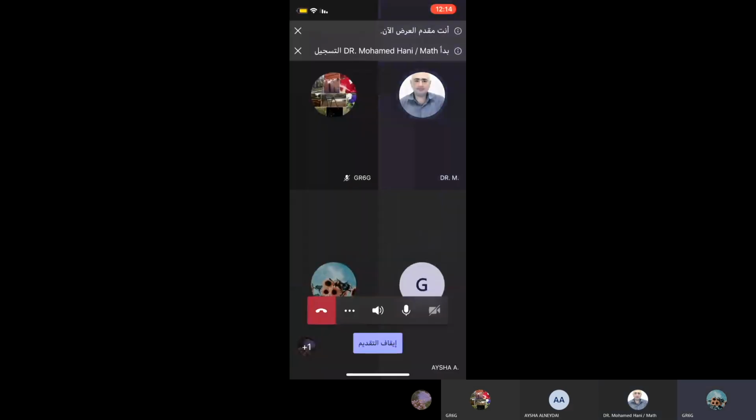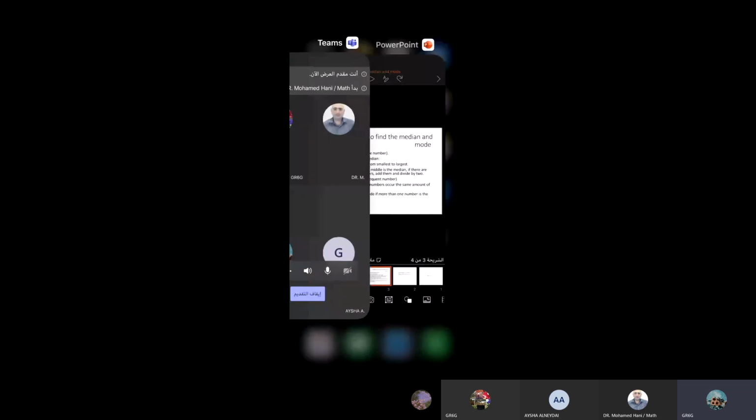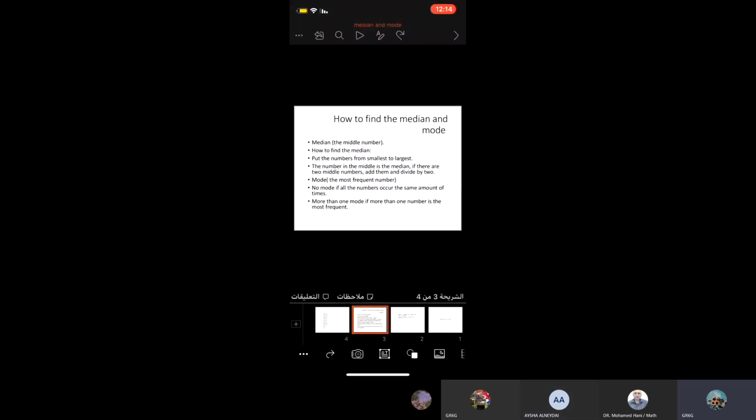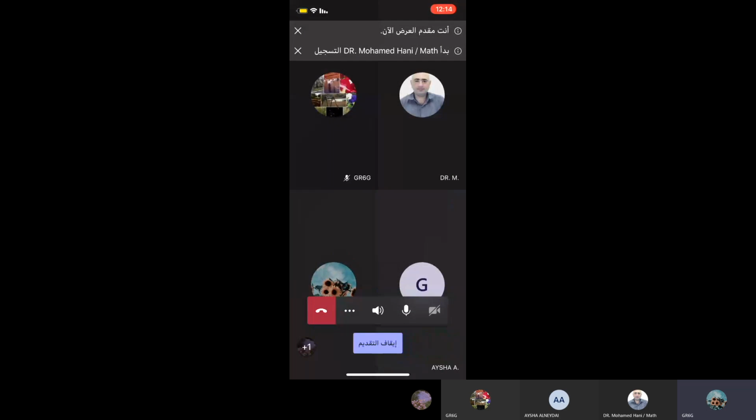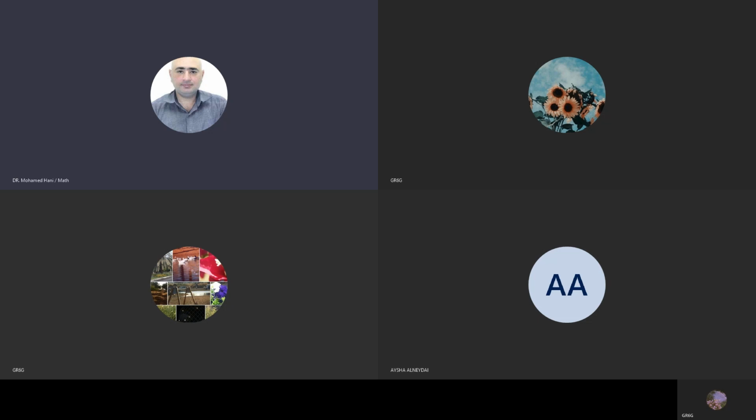First of all, the rule of median. How to find the median? Put the numbers from smallest to largest, and the middle number is the median. If we have two middle numbers, first of all we add them, then we divide it by 2. Great, Fatima. Thank you. Great presentation. I will add to you 20 marks, inshallah. Thank you very much.